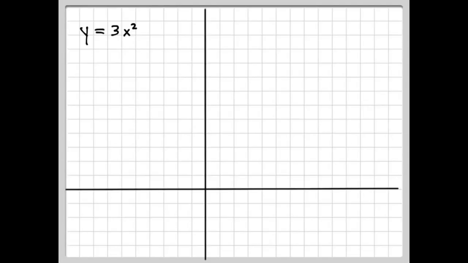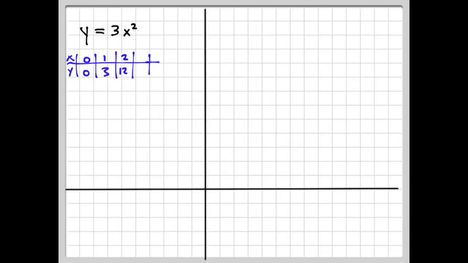The output of this function is still going to start at 0. Look at my table. When I put in 0, I get 0 out. 0 squared is 0, times 3 is 0. I put in 1, what do I get out? 3. 1 squared is 1, times 3 is 3. Put in 2, what do I get? 12. 2 squared is 4, times 3 is 12. So my lowest point is still at 0, 0.